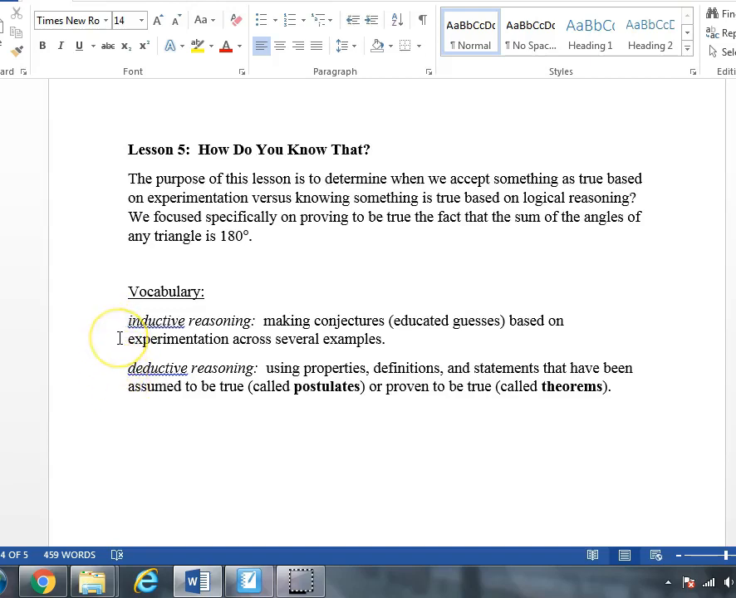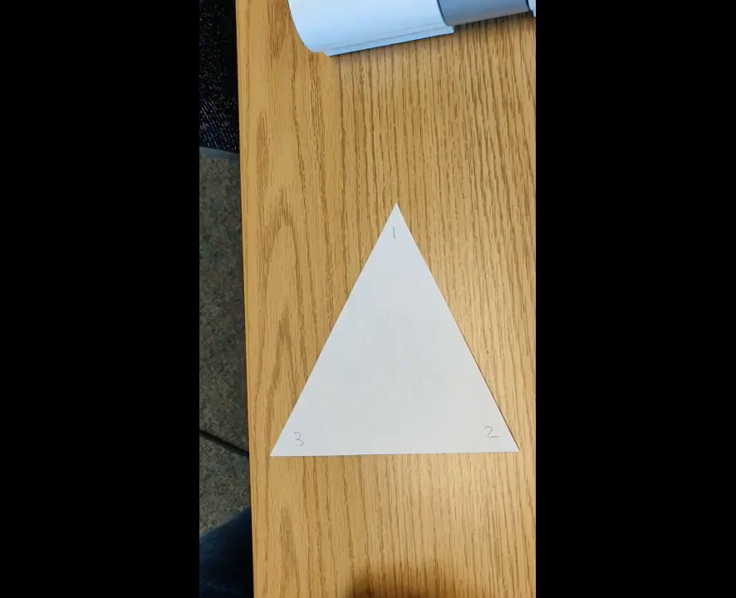Inductive reasoning is making conjectures or educated guesses based on experimentation using several examples. And deductive reasoning is using properties, definitions, and statements that have been assumed to be true, which we call postulates, or they've been proven to be true, which we call theorems.